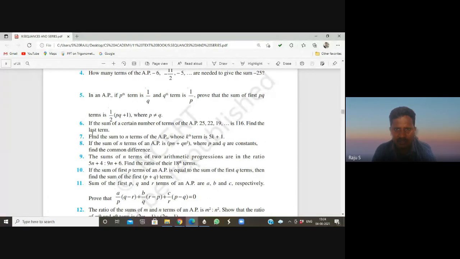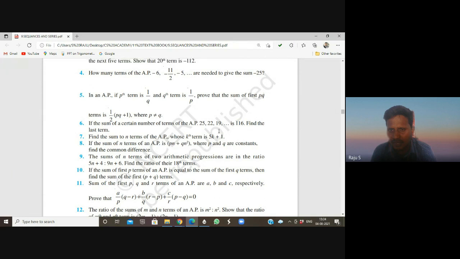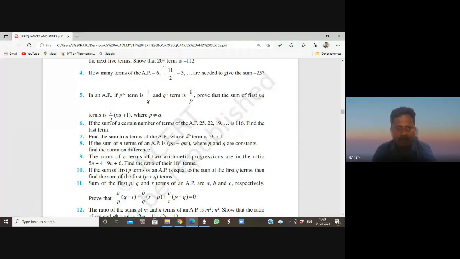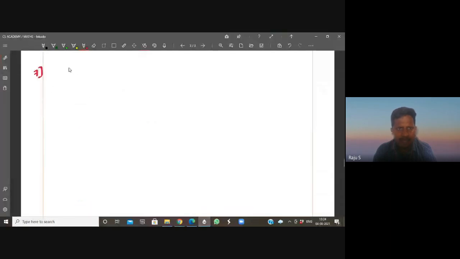Question number 6 is done. Next, let us do question number 7. Find the sum of n terms of an AP whose kth term is 5k plus 1. Then how can you find this Sn? Sir, we can find the value of a and d by substituting k equal to 1, k equal to 2. Exactly. So the kth term is given: ak is equal to 5k plus 1.